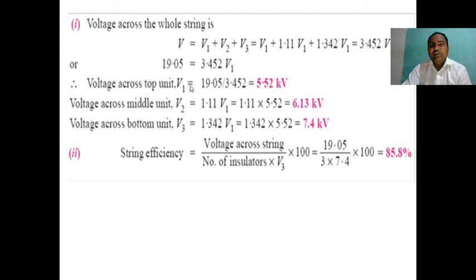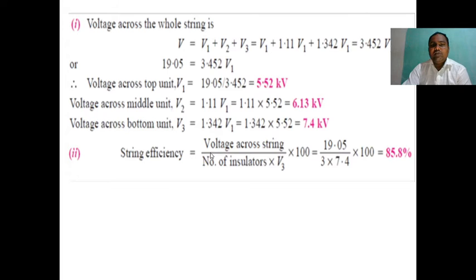We know the V value is 19.05 kV, equal to 3.452 V1. The value of V1 is 5.52 kV. V2 is 1.11 V1, that is 6.13 kV. V3 is 1.342 V1, that is 7.4 kV. You observe clearly that the disc nearest to the conductor, V3, has more voltage, and the one nearer to the tower body has less voltage: V3 is greater than V2, greater than V1.